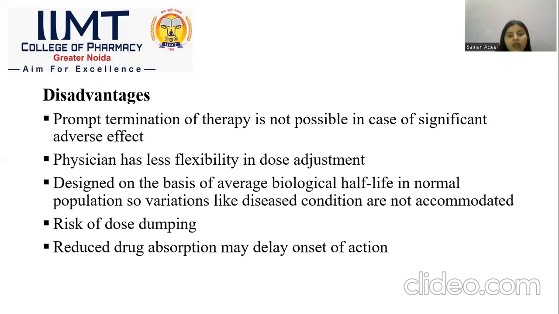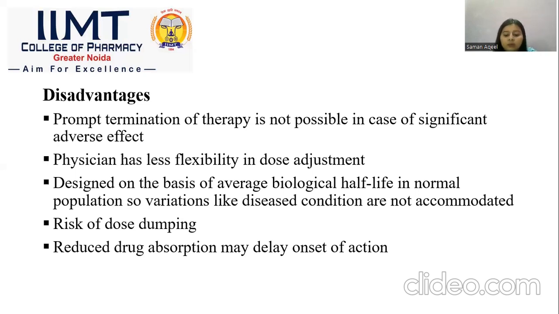Designed on the basis of average biological half-life in normal populations, so variations like disease conditions are not accommodated, because it is designed on the basis of the biological half-life in the normal population. The testing has been done in the normal population.